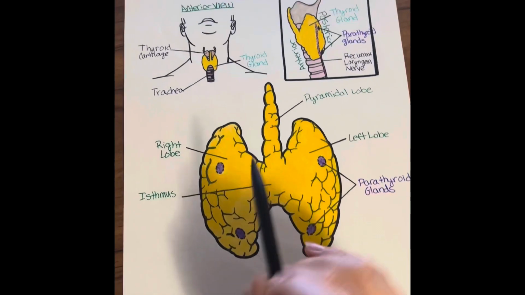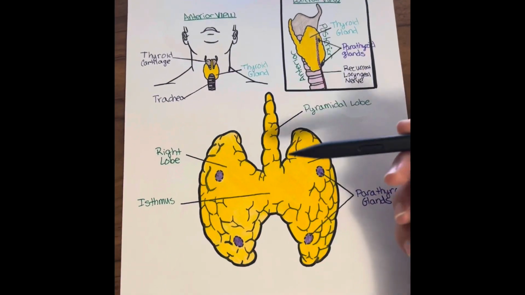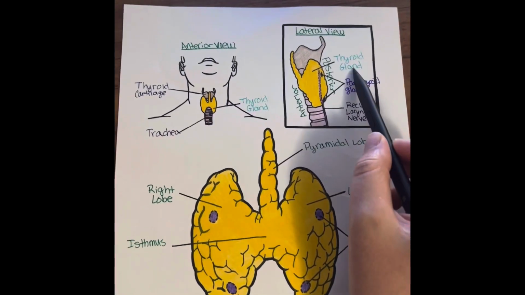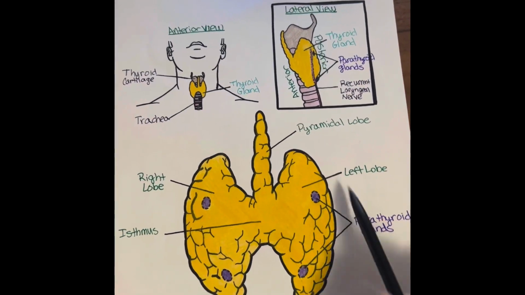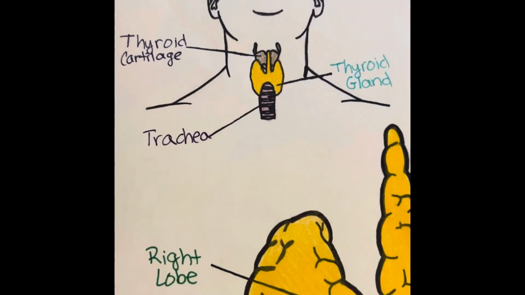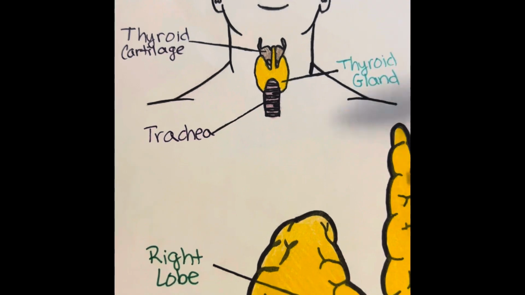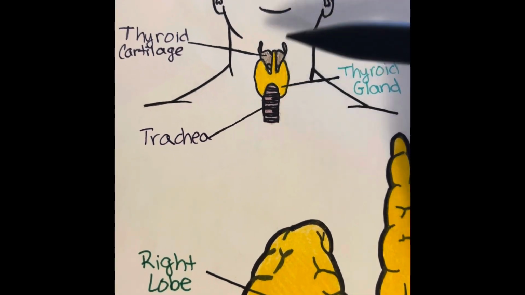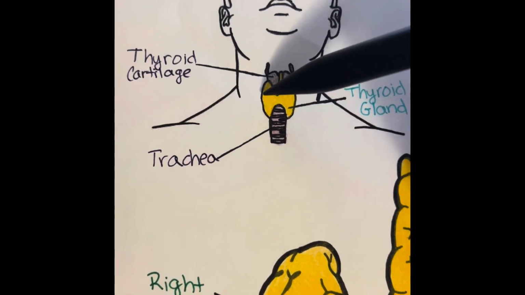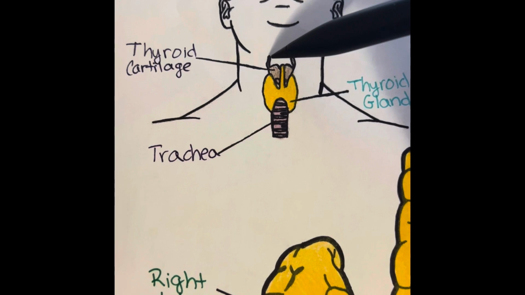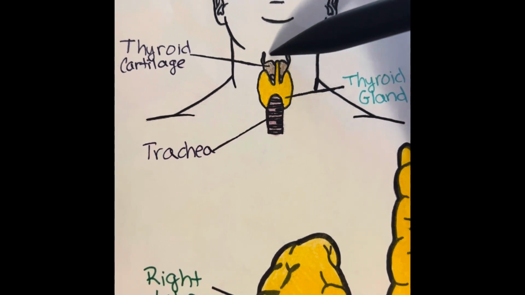So we have the thyroid gland here, and we have different views. We have an anterior view, a lateral view, and just the whole thyroid gland itself. So zooming on to this anterior view, you have the thyroid that sits right on top of the trachea and the thyroid cartilage. And I know it's not depicted, but right up here is the hyoid bone.